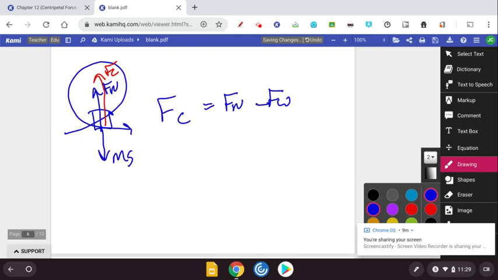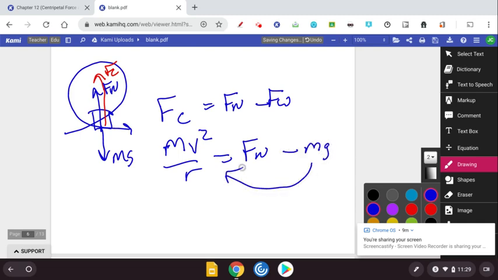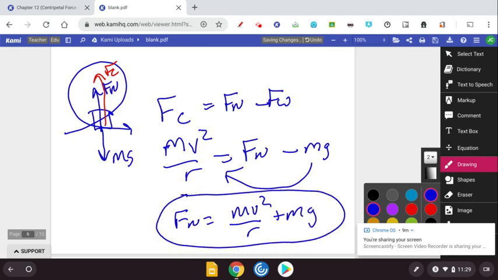That means that when we solve this particular equation, we get mv squared over r equaling the normal force minus mg. We bring mg over to the other side, and now we get the normal force is equal to mv squared over r plus mg. This is important because this is what your apparent weight feels like at the bottom of the roller coaster.